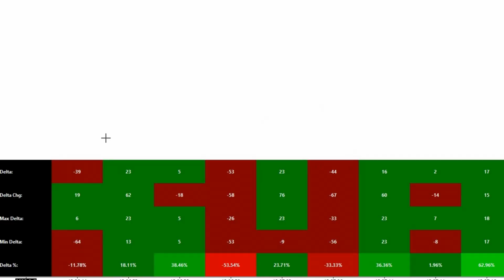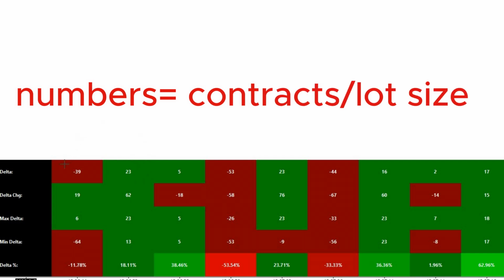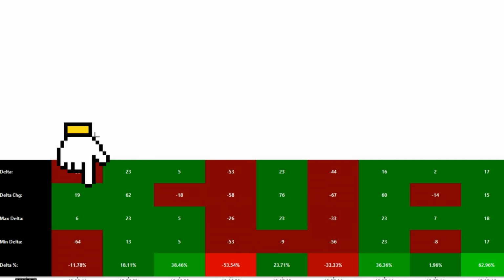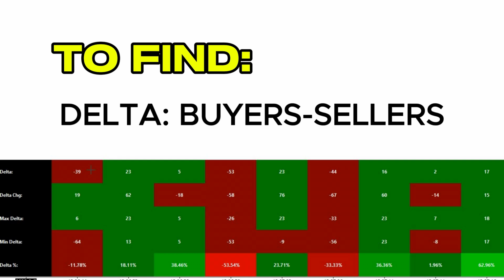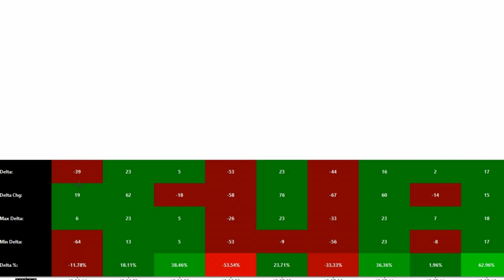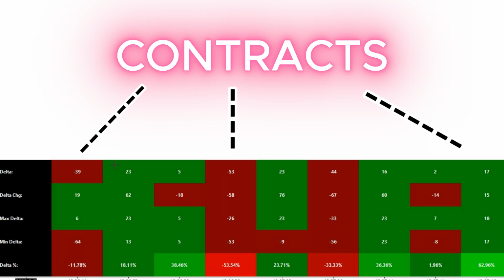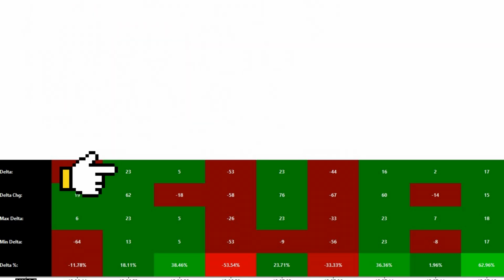As far as the numbers are concerned, it is the contract size or lot size that is happening within the candle. This candle over here means that the sellers are stronger, but you can find this number when you do buyers minus the sellers. Here you can see that sellers were stronger by 39 lots or contracts. You can call them whatever you like. Here it is contracts, but it's the same logic behind it. Also, here you can see buyers were stronger by 23, so on and so forth.